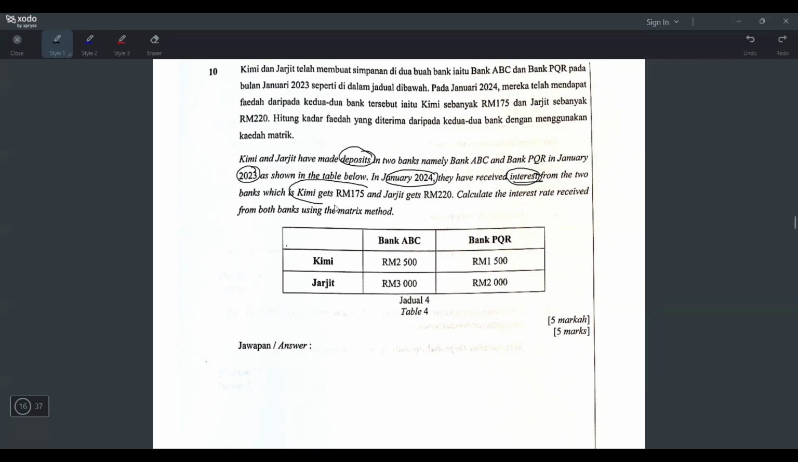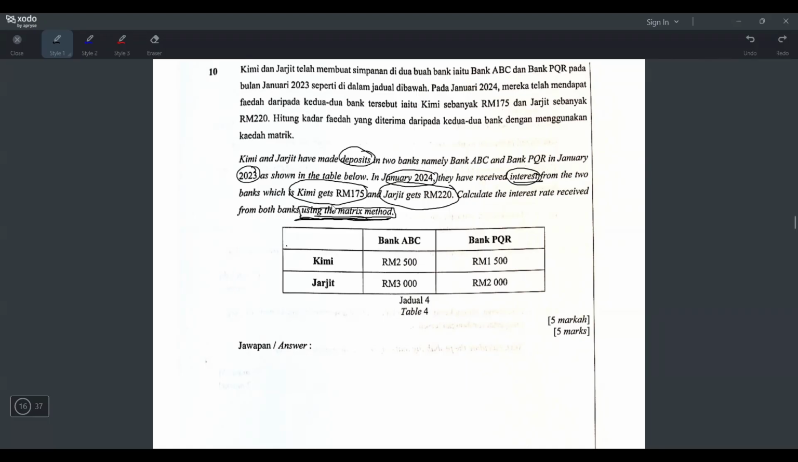Kimi gets 175 ringgit and Jarjit gets 220 ringgit. Calculate the interest rate received from both banks using matrix method, right? And then they give you a table here. I think this table is about how much deposit they put in the bank. Okay, I think you have to look at this phrase, using matrix method. This one is very important.